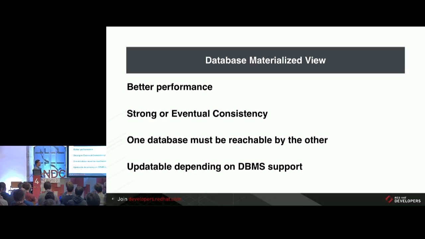Database materialized view. If you have a performance issue with views, usually the next step is to change the view to a materialized view. So you usually have better performance. You might have eventual consistency. If you decide to update the materialized view on commit, you have a strong consistency, but be careful, it's a performance killer. The most common way is to have a cron trigger updating the materialized view, or else you do a refresh on demand in your system.